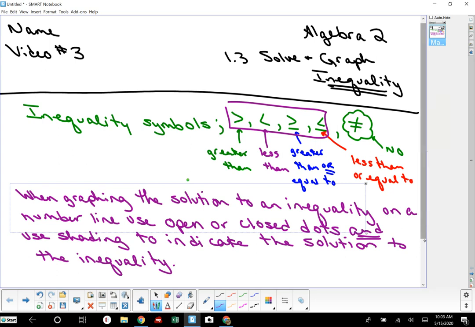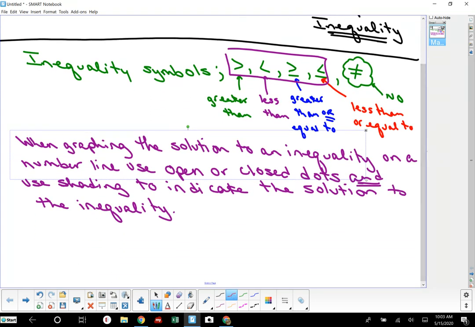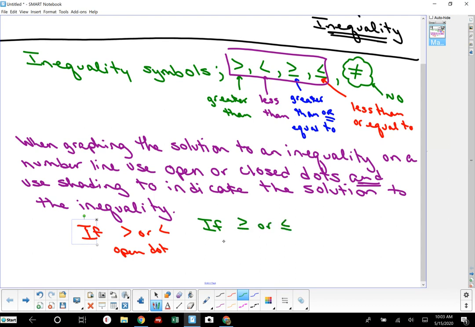So, all right, how do you know which one's which? Well, here we go in terms of open and closed dots. So if you have greater than or less than, you have an open dot on the number line. If you have greater than or equal to or less than or equal to, you have a closed dot. And then you shade from there.